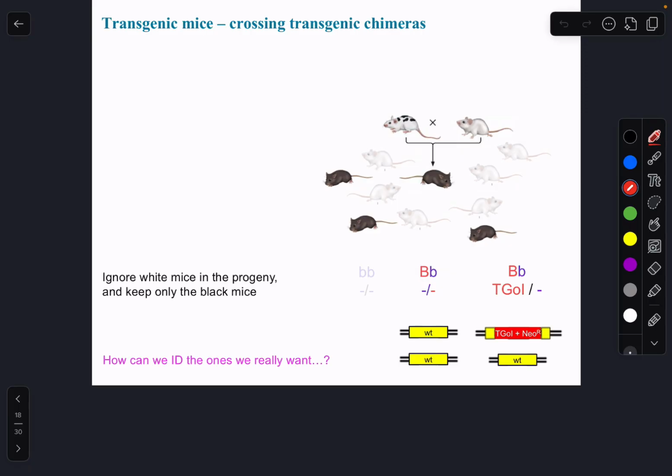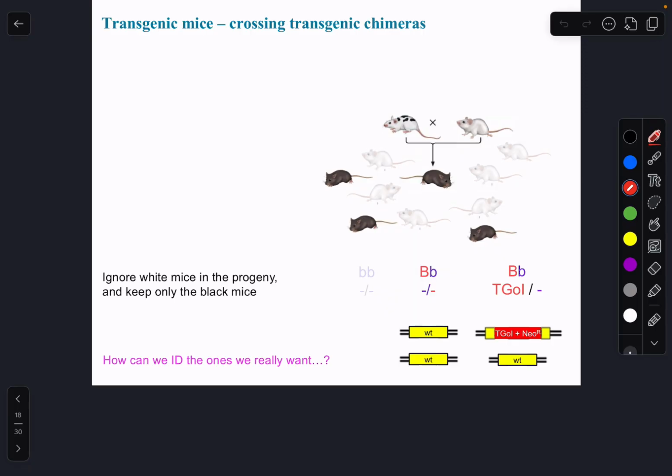Excellent. Sometimes when I ask this question, I hear answers that have to do with giving the mice neomycin and seeing which ones survive. It's not that easy. Your approach is much easier, less harmful to the mice, more ethical, right? So you're absolutely right. We designed PCR primers that would allow us to distinguish between a chromosome that carries a transgene and one that doesn't.